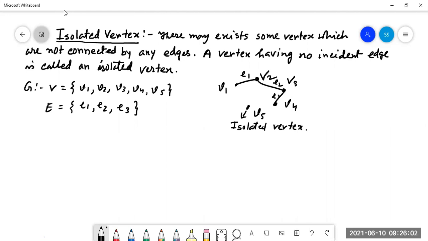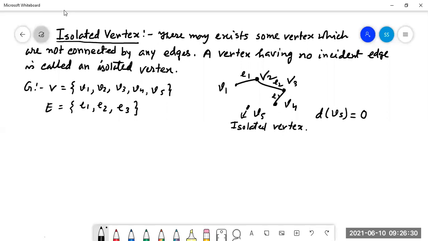In other words, what is the degree of V5? 0. So in other words, we can give the definition of isolated vertex: a vertex whose degree is 0. Clear? A vertex whose degree is 0 is called the isolated vertex.